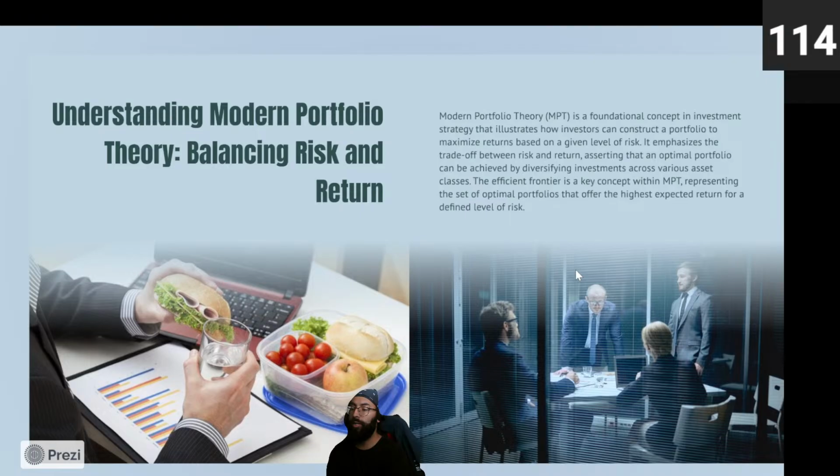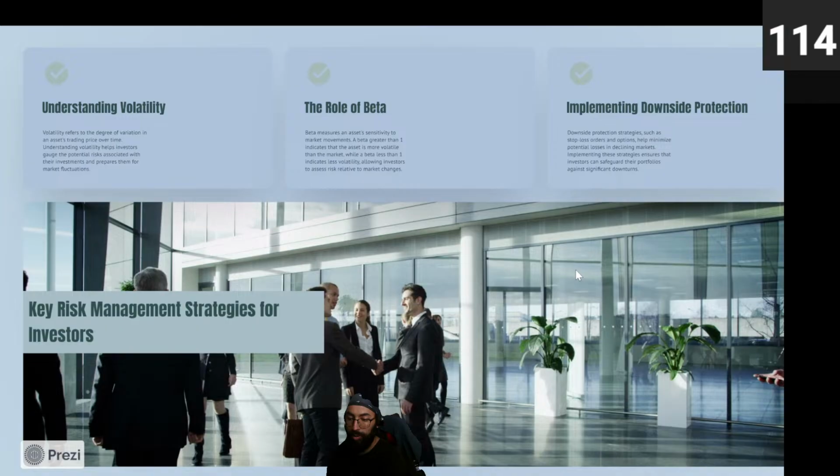So let's go through the key risk management strategies for investors. There's understanding volatility, which refers to the degree of variation in an asset's trading price over time. Understanding volatility helps investors gauge the potential risks associated with their investments and prepares them for market fluctuations. We have the role of beta, which measures an asset's sensitivity to market movements. A beta greater than 1 indicates that the asset is more volatile than the market, while a beta less than 1 indicates less volatility, allowing investors to assess risk relative to market changes. So we have implementing downside protection. Downside protection strategies such as stop loss orders and options help minimize potential losses in declining markets. Implementing these strategies ensures that investors can safeguard their portfolios against significant downturns.